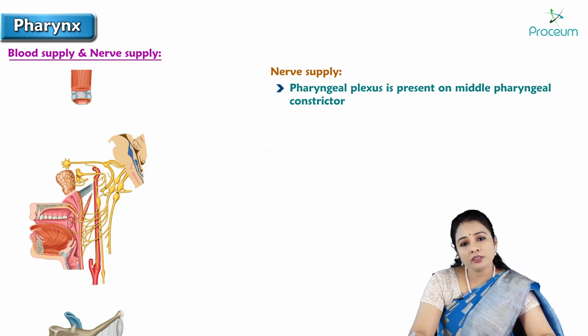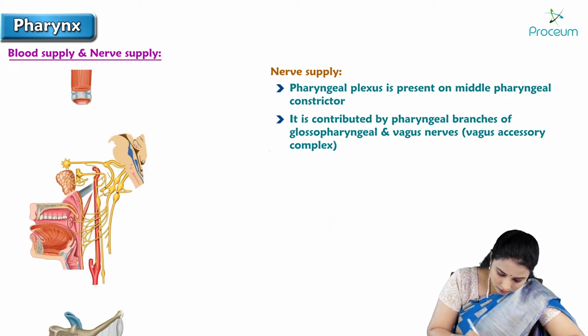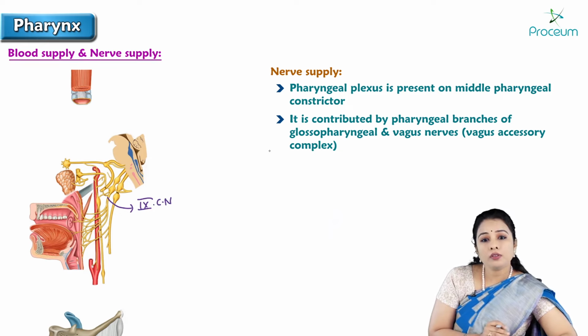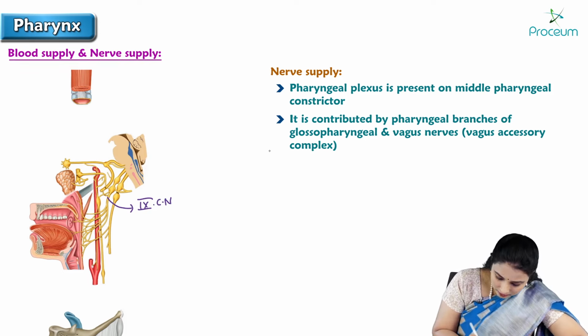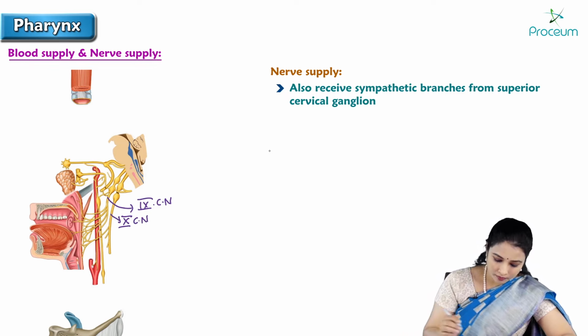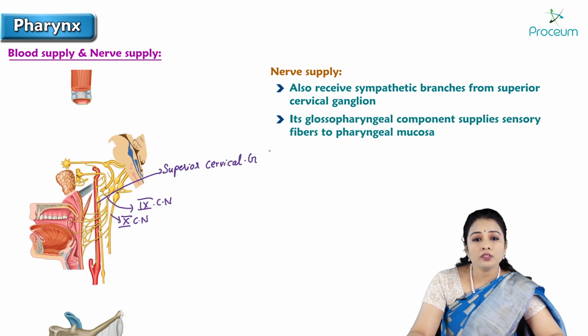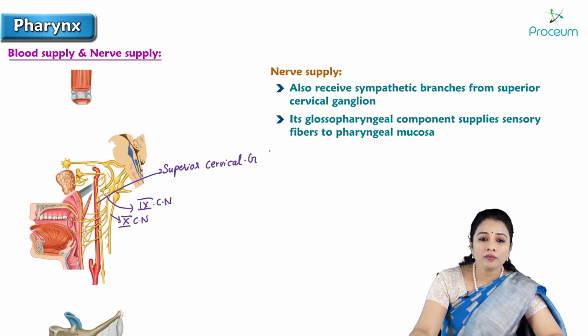So, pharyngeal plexus are present in the middle of the pharyngeal constrictor, and it is contributed by the pharyngeal branches of glossopharyngeal, that is the 9th cranial nerve. And also the pharyngeal branches from 10th cranial nerve called as vagus. And it also receives the sympathetic branches from superior cervical ganglion. And its glossopharyngeal component supplies the sensory fibers to the pharyngeal mucosa.